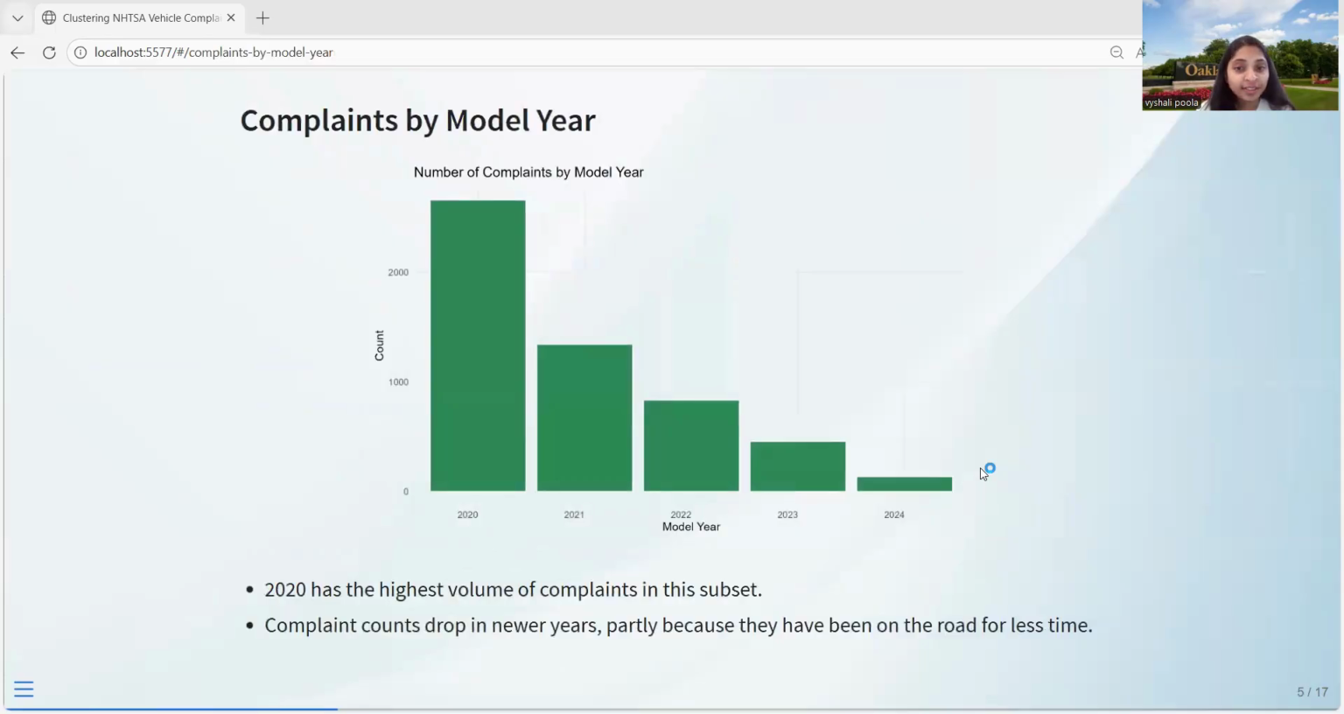Looking at model years gives us our first sense of how complaints are distributed across the vehicles we selected. What we see here is that 2020 models have significantly more complaints than newer models. This doesn't necessarily mean 2020 cars are worse. It simply reflects that they have been on the road longer. Understanding this time related bias is important because it influences how we interpret the clustering results later on.